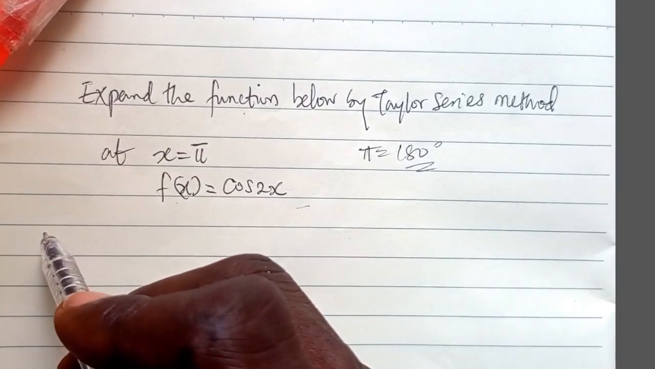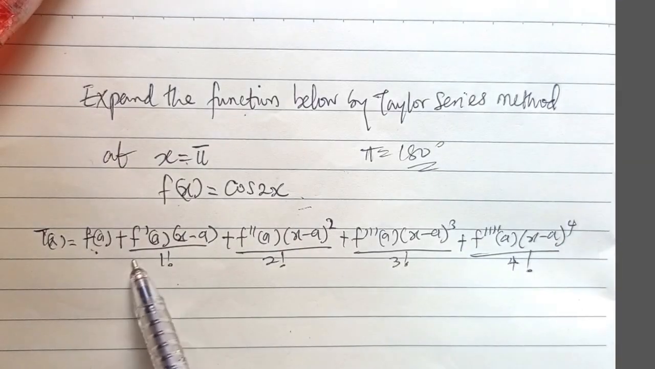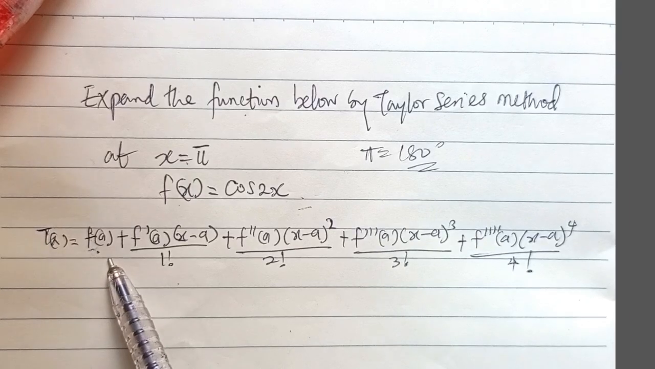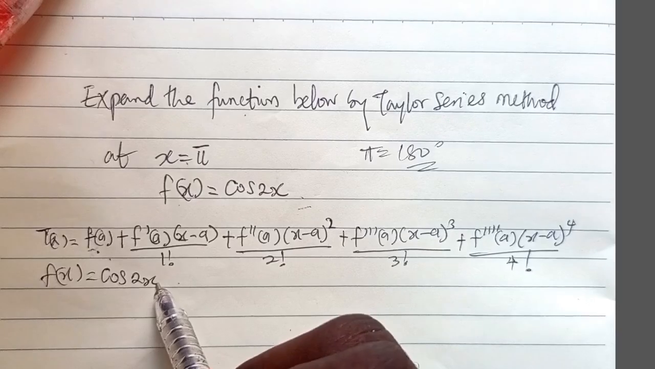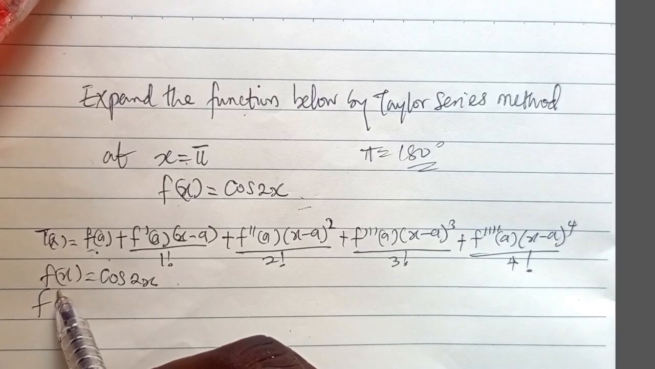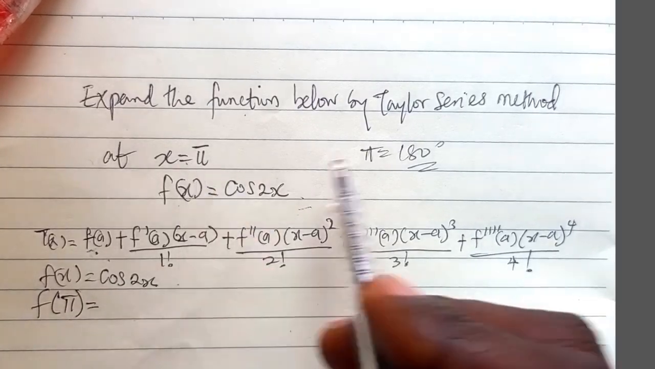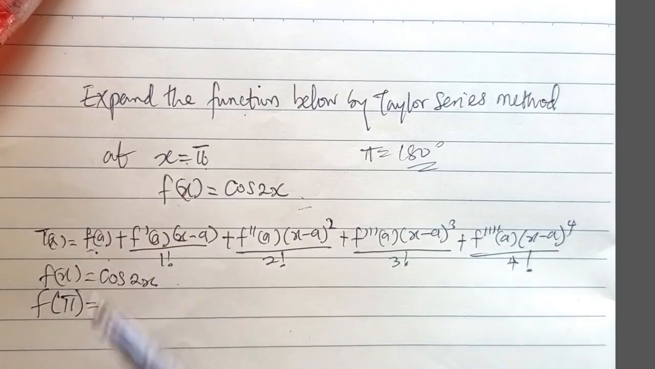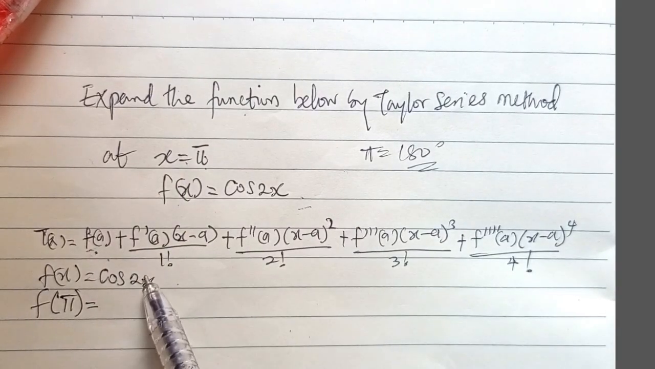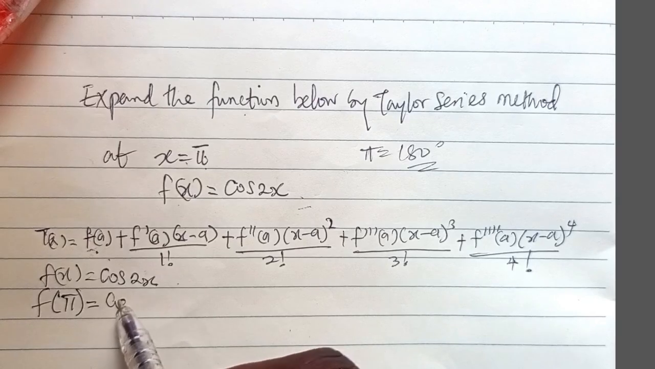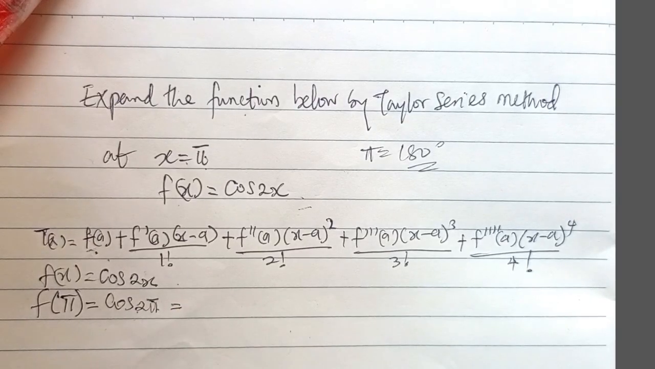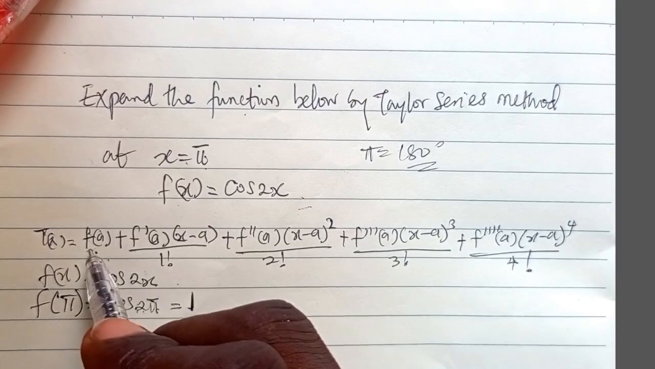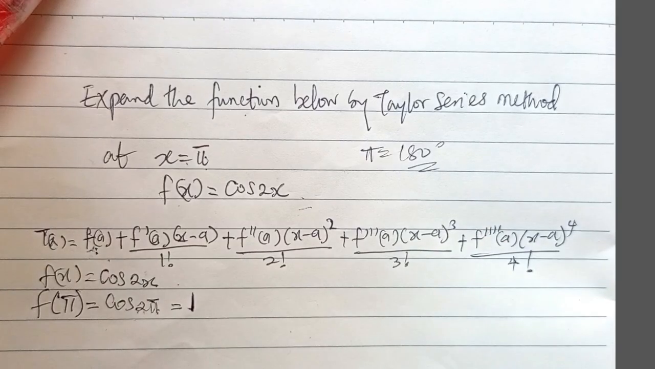So we are doing Taylor series. First of all, write a formula first. Before you proceed, you have to find this first part, which is f of a. You already have f of x, which is in the question, which is cos 2x. So you're going to look for f of pi, where x equals pi, or a equals pi, anyone you like. So f of pi will be, come and put pi here, cos of 2 pi. 2 pi will be 360 because pi is 180. So 2 times 180 will give 360. So cos 360 is 1. So that means this first one is 1. That means our answer will start with 1 plus.